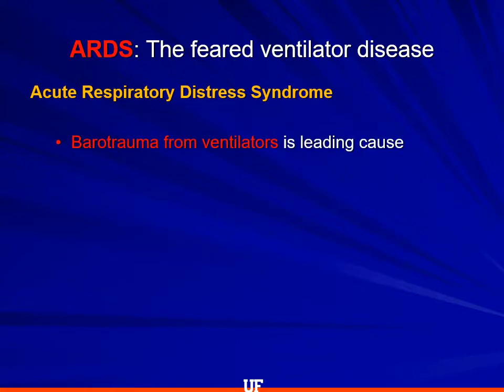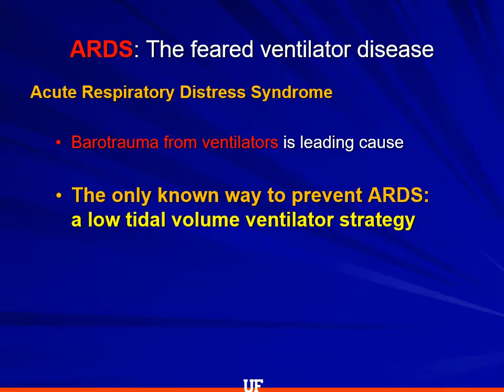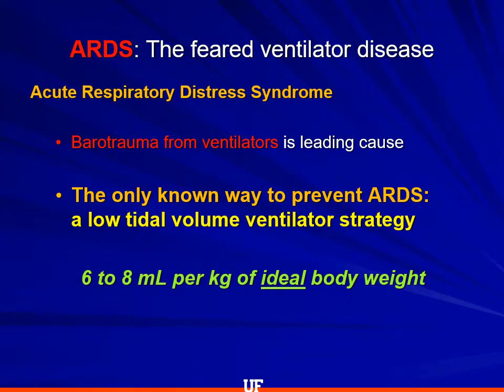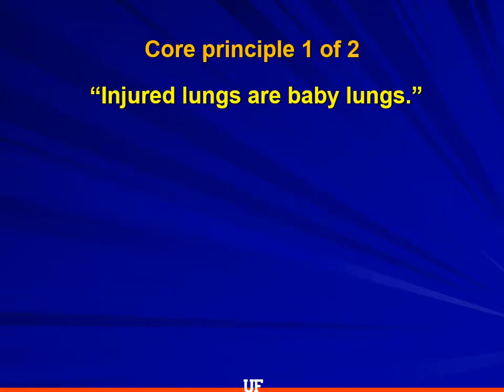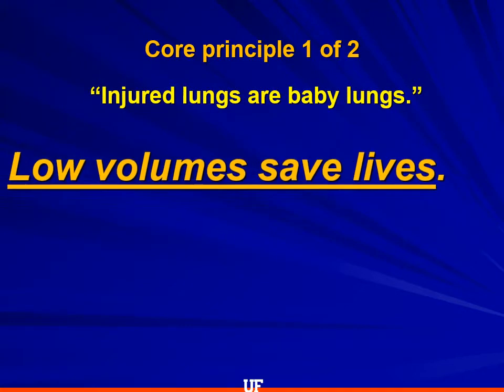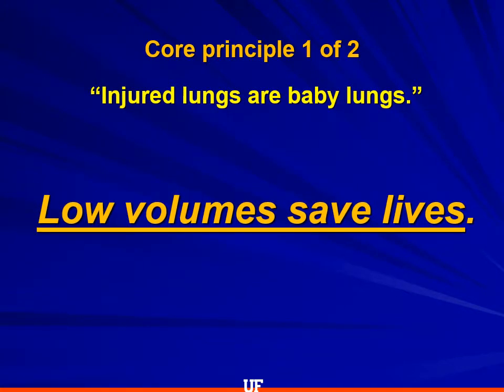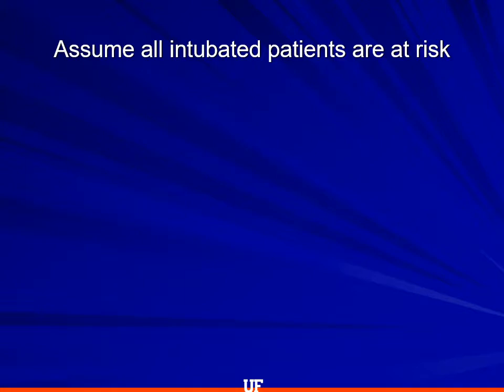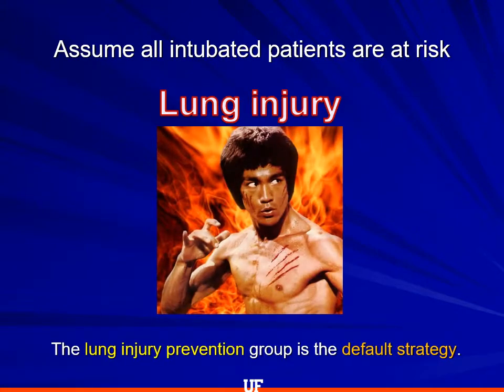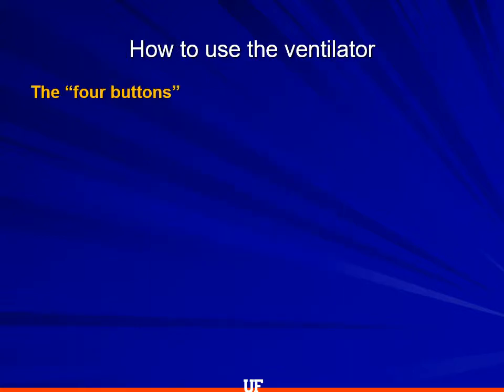You know, we've been studying ARDS for 40 years, and in all that time, the only thing we found that prevents ARDS is small breaths on the ventilator. And in particular, the magic number is 6 to 8 mLs per kilo of ideal body weight. So to protect your patient and prevent ARDS, remember, low tidal volumes save lives. And since any patient on the ventilator is at risk of ARDS, we make the lung injury prevention group our default ventilation strategy.